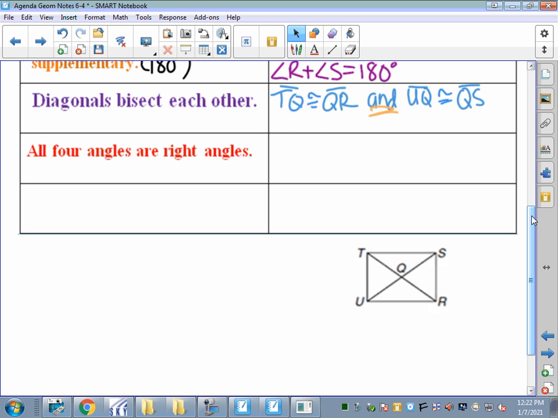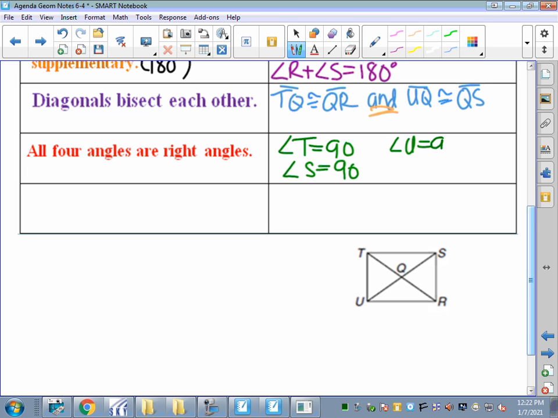I took my rectangle and put it down here. So angle T has to be 90 degrees, angle S, angle U, and angle R. Now, obviously then, opposite angles are congruent, right? T and R have to be congruent, and S and U have to be congruent. They're both right angles, 90 degrees. Also, supplementary angles, T plus S, both 90 plus 90 equals 180.